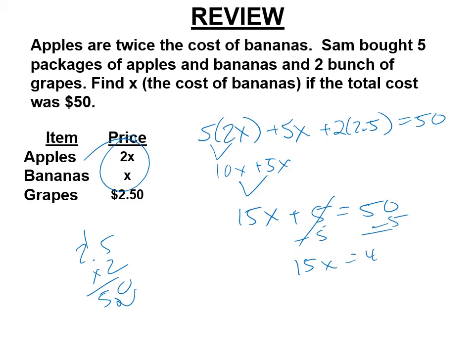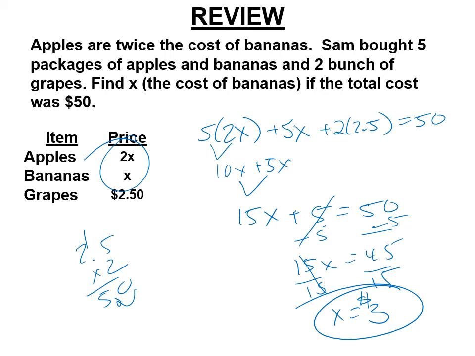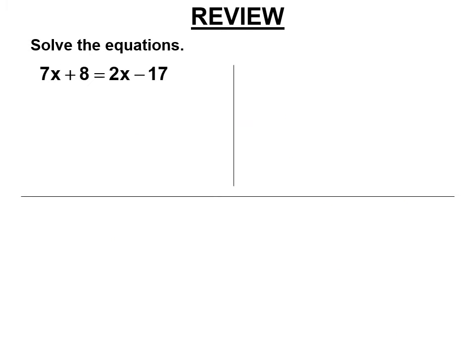15x equals 45. Divide both sides by 15. 15 goes into 45 exactly 3 times. And remember, it's money, so it's $3 for the bananas, and apples are 2 times that, right? Apples are 2 times $3, $6.